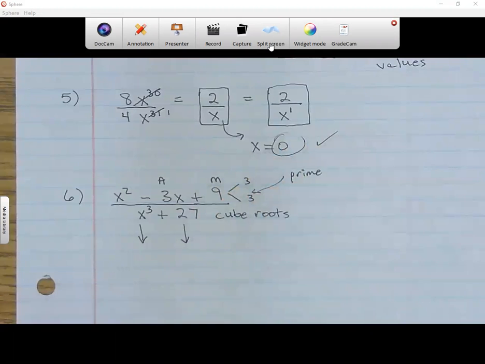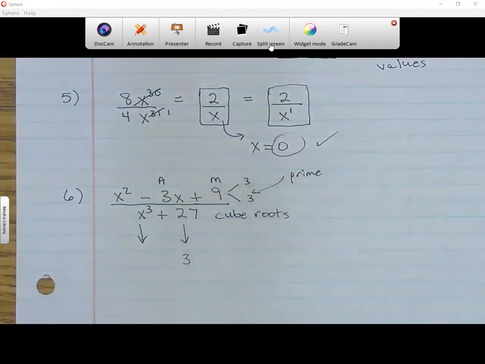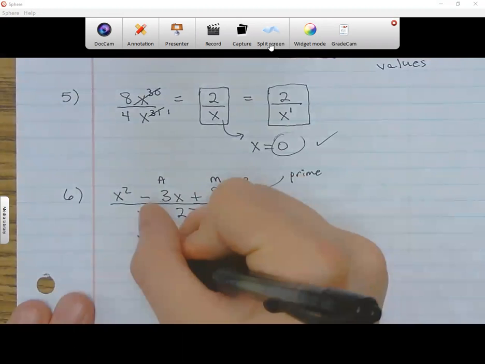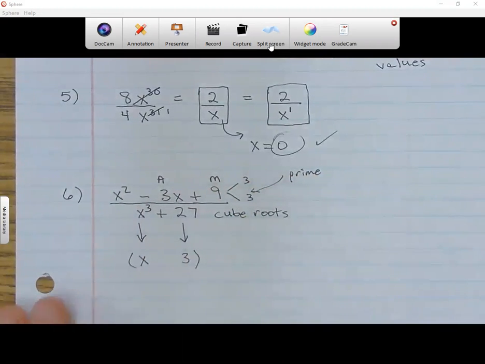All right, so what's the cube root of 27? That would be 3. And what's the cube root of x cubed? Wouldn't that just be a regular x? So I start off like that. And then for the long factor, I need to start squaring my cube roots.